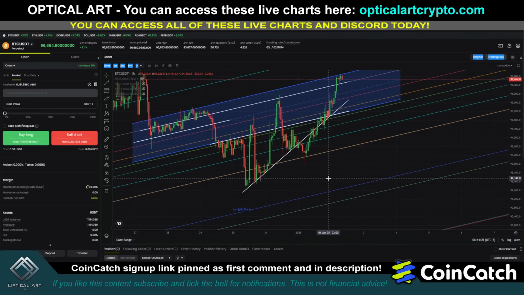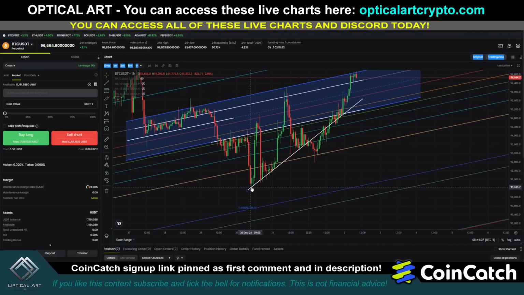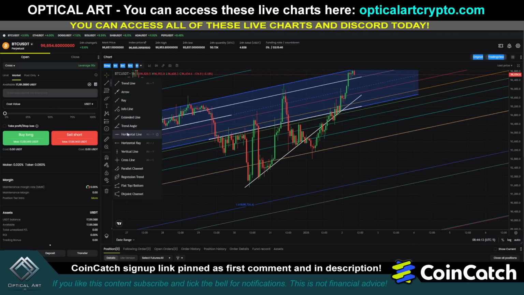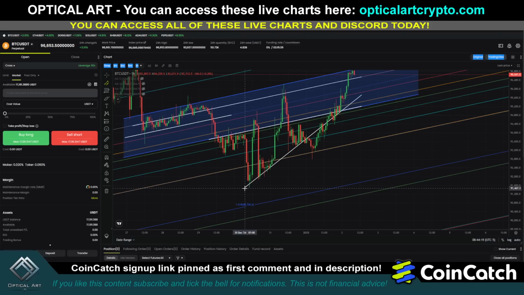The next parallel channel that I created, I noticed that this was support, this line right here. So basically, same thing, guys. I just went here, went to parallel channel. Where's that? So right here, parallel channel. So basically, you can just follow up, create your trend line.